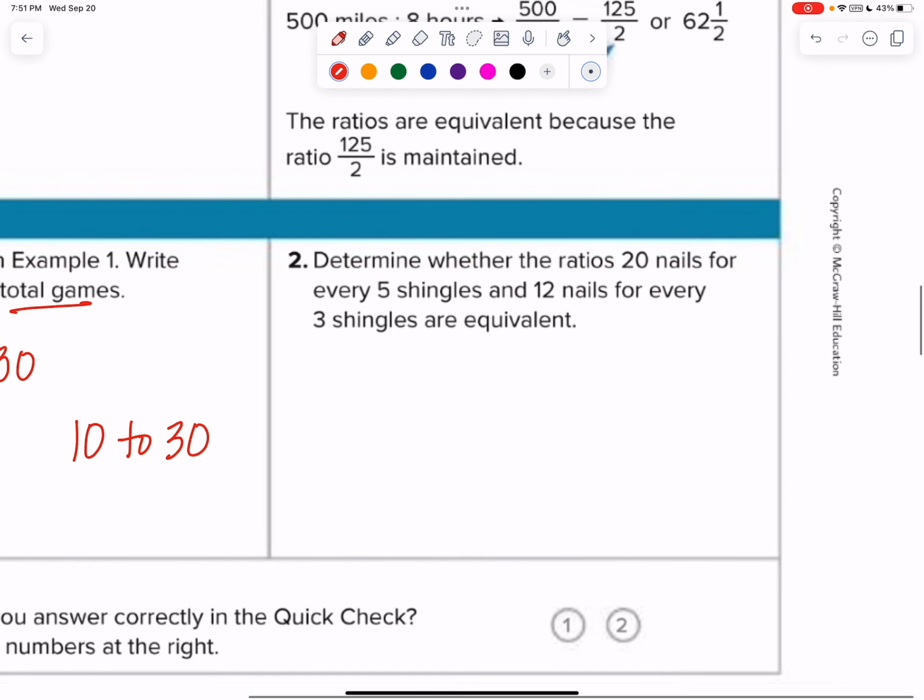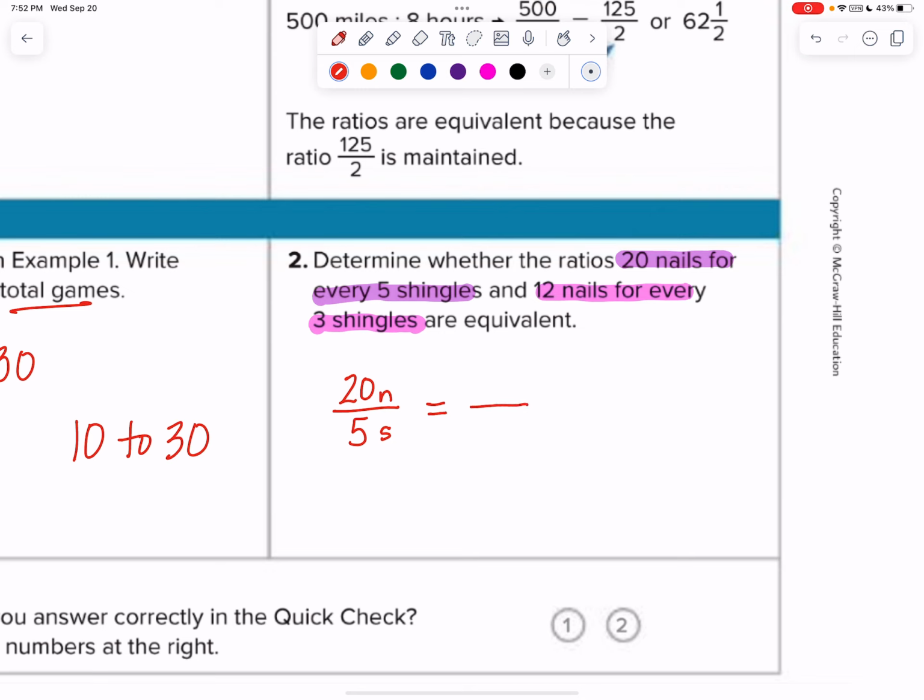Number 2, it says determine whether the ratios 20 nails for every 5 shingles, and 12 nails for every 3 shingles are equivalent. Okay? And so I want to set those up, and remember, order matters. We've already said that. So 20 nails, I'll just use an N for nails, and 5 shingles. So you'll see we also want to put labels when we're working with different rates, or any ratio really, it's good to be labeling things to keep your stuff organized. And we're wondering if they're equivalent, so I'm actually going to create a proportion and see if they are equivalent to each other.